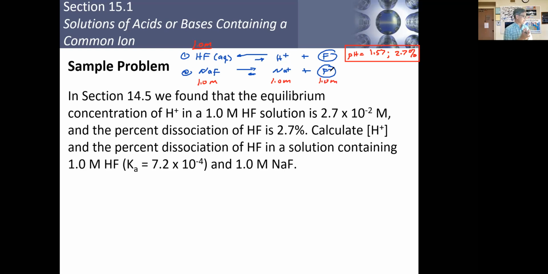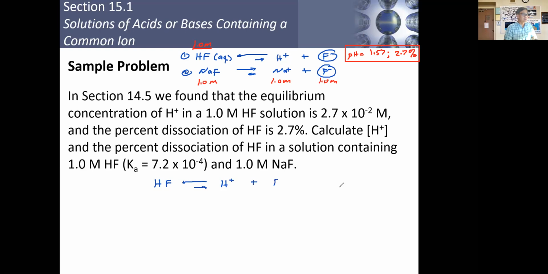So let's examine what happens here. The first thing we want to do is look at this equilibrium. Our equilibrium calculation is going to involve this equilibrium because we want to see what happens to the pH and the percent dissociation. So let's write that down: hydrofluoric acid, hydrogen ions, and fluoride ions.